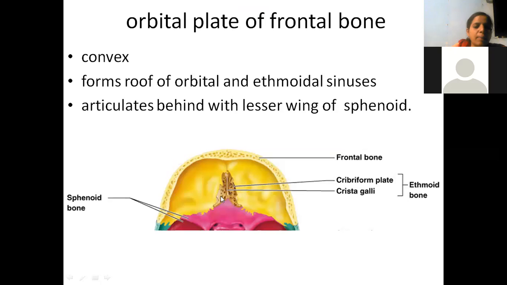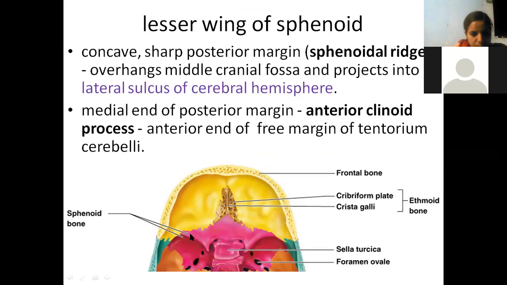Okay. So now coming to the anterior cranial fossa, this is the orbital plate of frontal bone, which is convex. It forms the roof of the orbit. So the roof of the orbit is contributed by the orbital plate of frontal bone. You can see it articulating behind with the lesser wing of sphenoid bone. This is jugum sphenoidale, already I told you. The lesser wing of the sphenoid bone is concave. Then these projections, what are they called? The medial end of the posterior margin, we call it the anterior clinoid process.